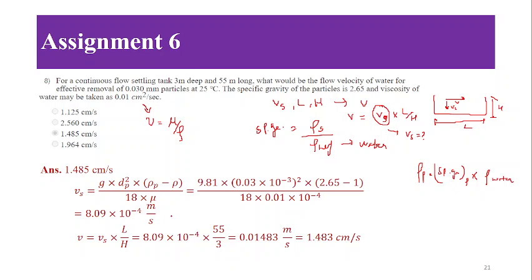Now we need to find out the flow velocity, and we use this relation as discussed before, and from there we find out the velocity as 1.483 centimeter per second by converting this meter per second value, which is the third option here.